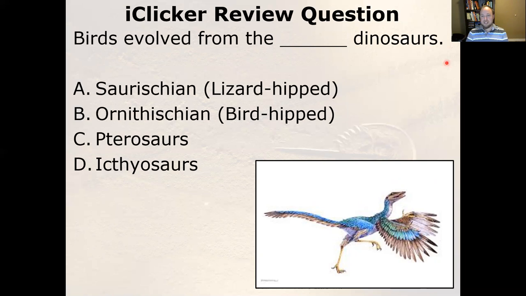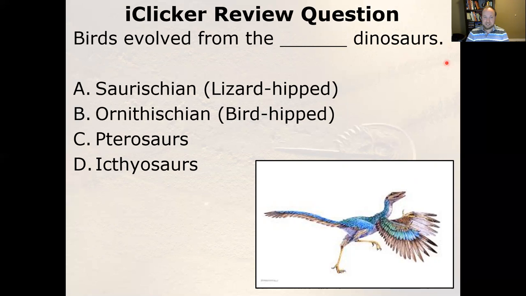All right, looking at that list, there are a couple of obvious options here. Pterosaurs are flying, but they're not dinosaurs, they're reptiles. Pterosaurs are related to dinosaurs, but they're not dinosaurs, and so they're not the ancestors of birds, even though they flew.